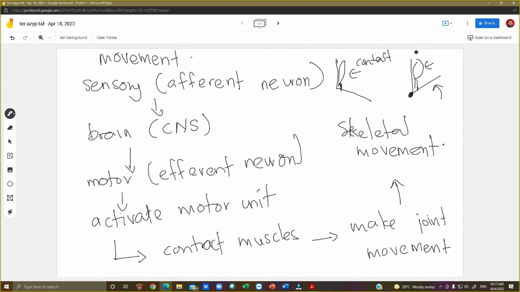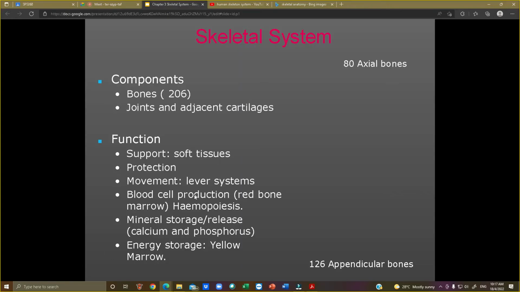Ini cara untuk kita bergerak. And that is the reason why we cannot move without any movement at the joint. Itu untuk movement. Okay, and most of our movement is by using lever system. Class 1, class 2 or class 3 system.